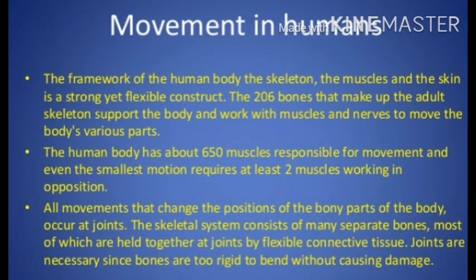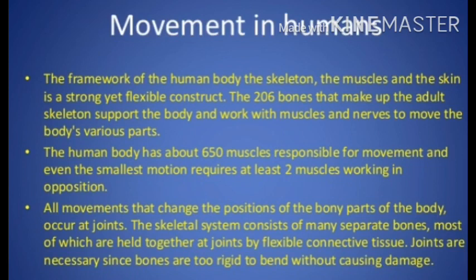Movements in humans. The framework of the human body, the skeleton, the muscles and the skin, is a strong and yet flexible construct. The 206 bones that make up the adult skeleton support the body and work with muscles and nerves to move the body's various parts. The human body has about 650 muscles responsible for movement, and even the smallest motion requires at least two muscles working in opposition.